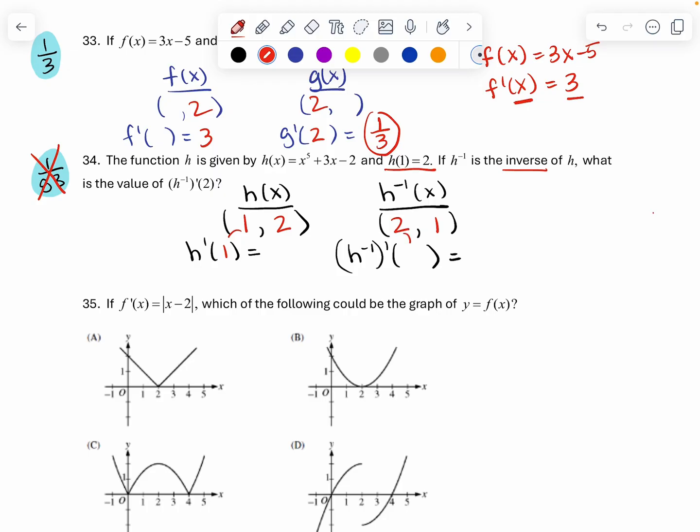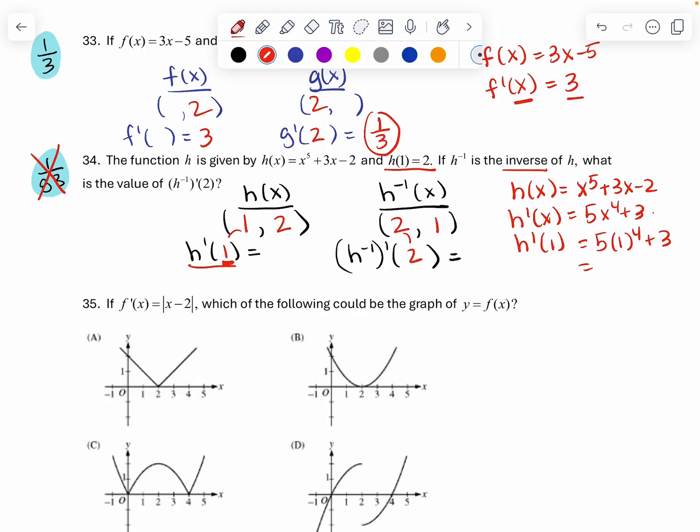Drop down, right? So what is H prime of 1? Well, I know H of x is x to the 5th plus 3x minus 2. I know H prime of x is going to be 5x to the 4th plus 3. And I need H prime of 1, correct? So it's going to be 5 times 1 to the 4th plus 3, which is 5 plus 3, which is 8. So if this is 8, the derivative of the inverse is going to be 1/8.